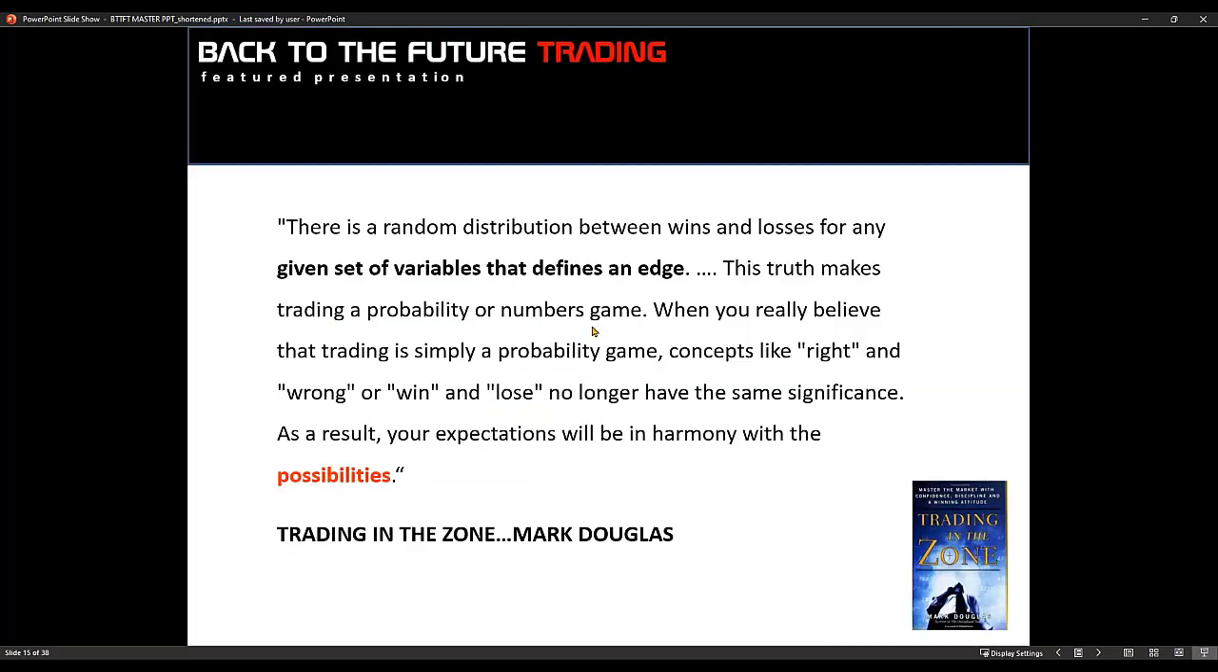Moving on. There's a random distribution between wins and losses for any given set of variables that defines an edge. This truth makes trading a probability or a numbers game. When you really believe that trading is simply a probability game, concepts like right and wrong or win and lose no longer have the same significance. As a result, here it is right here, it's my favorite part: your expectations will be in harmony with the possibilities. And that's definitely where I was at today. No lie, my expectations were straight up in line with the possibilities.